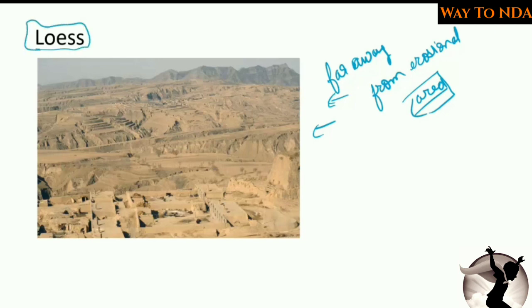So here you can see this area was far away from the erosional area of the arid landforms, and it got deposited in this area, and due to this the sand was accumulated. So this is all about the arid landforms.